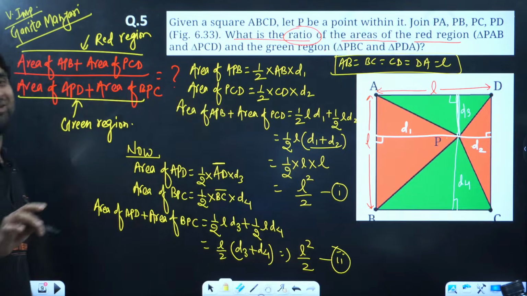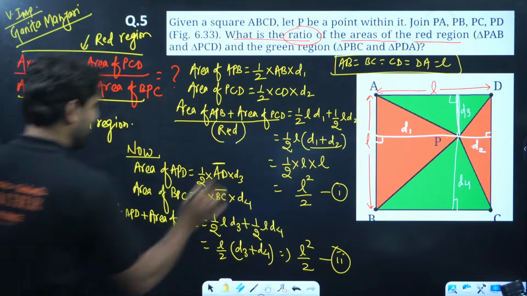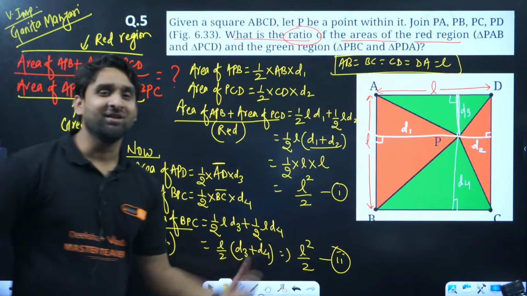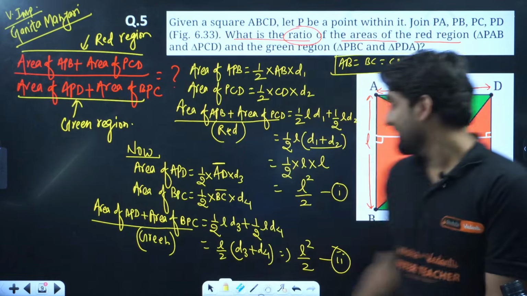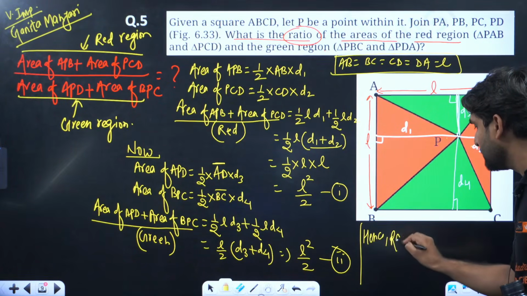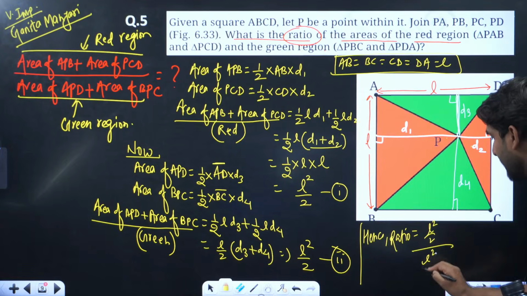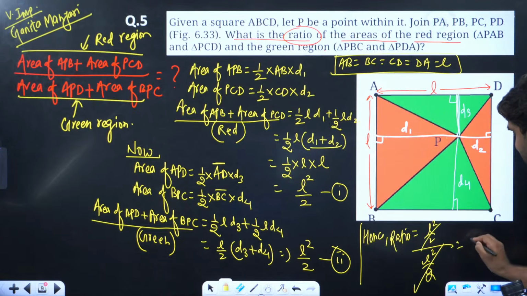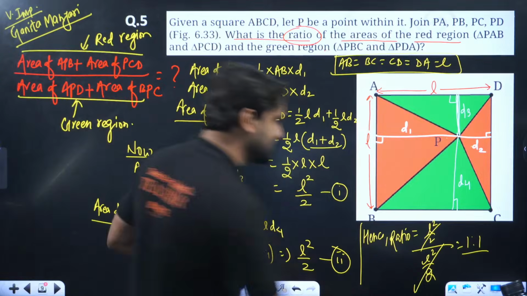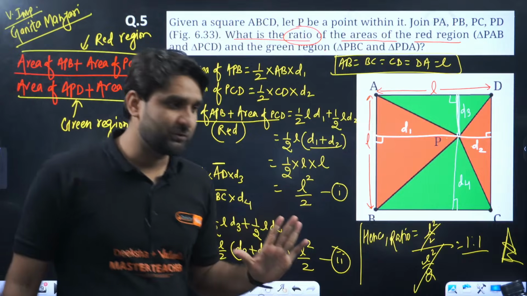So my dear champions, the area of the entire red part, this is the red part, and the area of the entire green part, oh my God, both are equal. So if you calculate the ratio, the ratio will be what? L square by 2 divided by L square by 2, cancel. So the answer is 1:1. This is the answer, champions. 1:1, or either you can write 1 also. Clear, everyone?